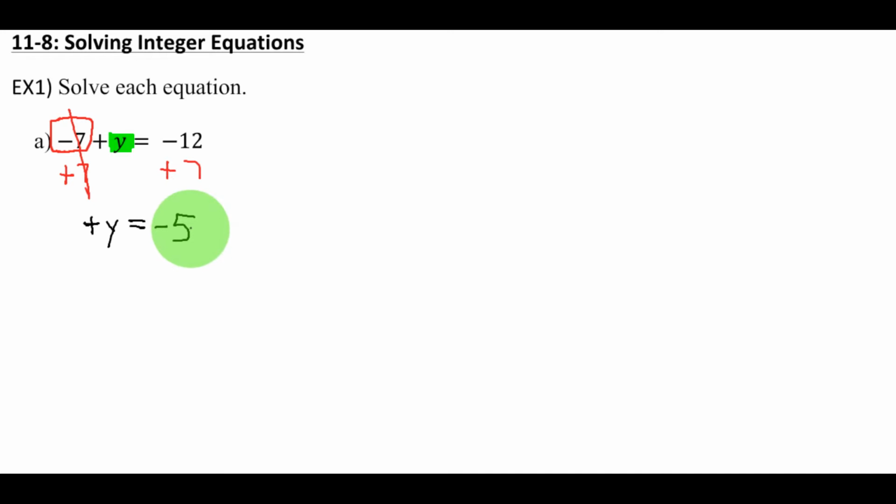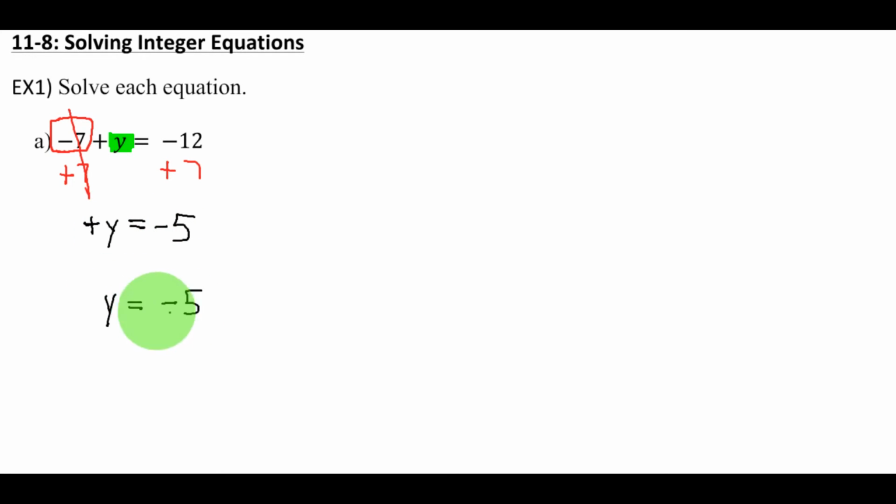Just remember, when we have a positive value, we don't have to show the symbol or the sign for it if it's positive. And our overall goal, we always want the sign of our variable to be a positive sign. So I'm just going to rewrite this below as just y. So y is equal to -5.